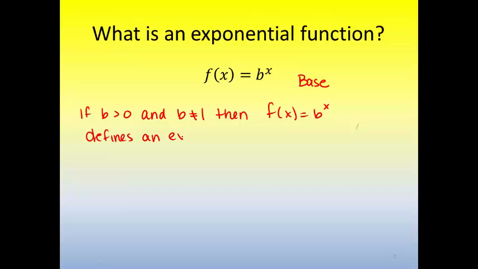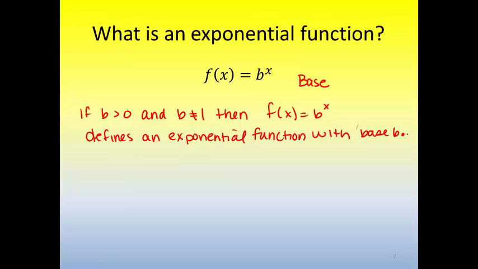an exponential function with base b. Okay, so I chose B, the book chooses A to represent the base. We also use A as the coefficient that goes in front. So again, that's why I did not choose A like the textbook did. But if you look in the book, it does use A to the power of x. The point is that the exponent is the variable.